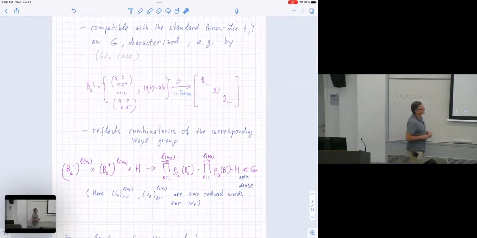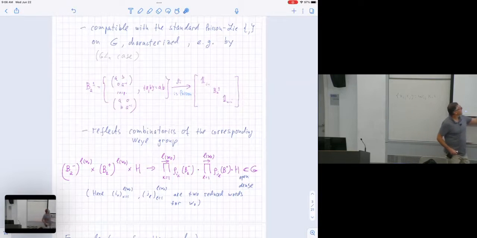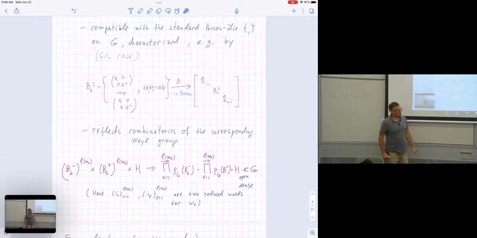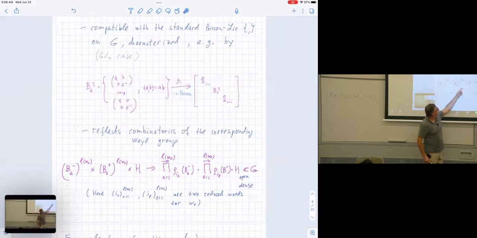So what does that mean? There is this nice parameterization, again due to Lusztig and Fomin, Berenstein, Zelevinsky, which works as follows. I take many copies of lower triangular 2x2 matrices, many copies of upper triangular. How many? This is the length of the longest Weyl group element. And then I take a maximal torus, the Cartan, and then I consider the following map.